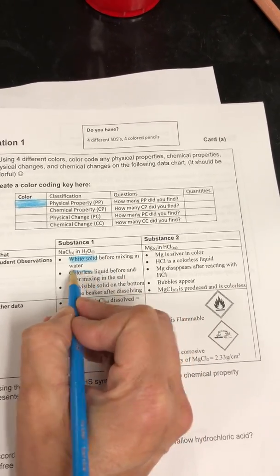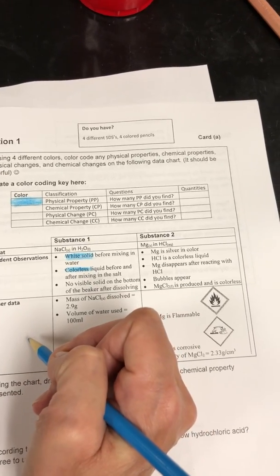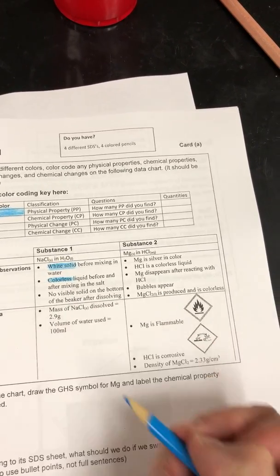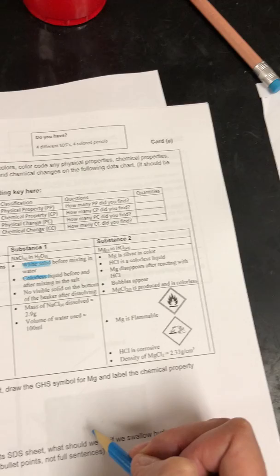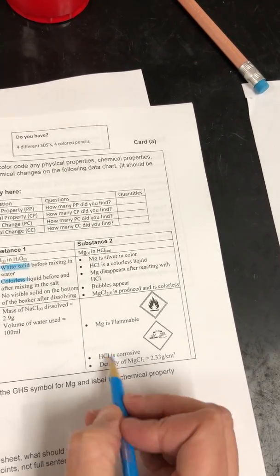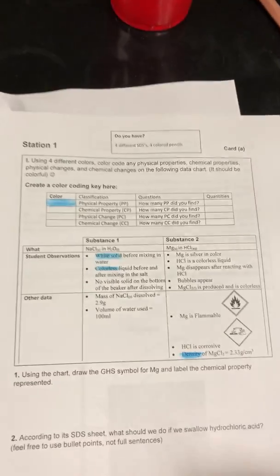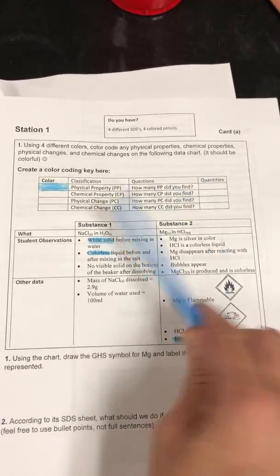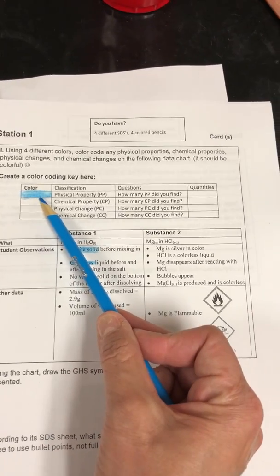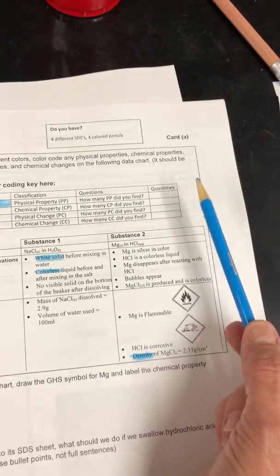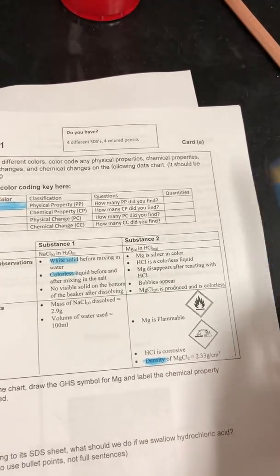I think calling it colorless is a physical property. I think density is a physical property, and you get the idea. And you would do that for all of these. Then once you were done, you would go back to your blue and count how many you think you found. That's the quantity.